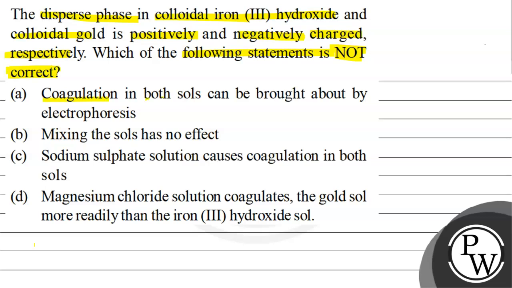A. Coagulation in both salts can be brought about by electrophoresis. B. Mixing these salts has no effect. C. Sodium sulphate solution causes coagulation in both salts. D. Magnesium chloride solution coagulates the gold salt more readily than the iron 3 hydroxide salt.